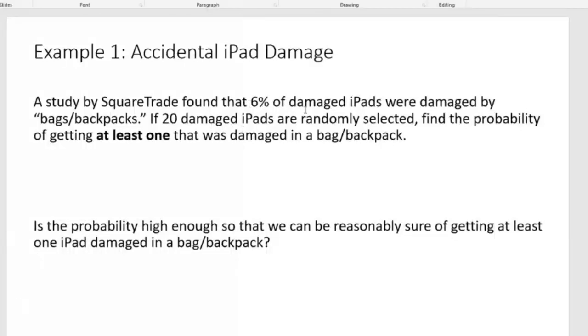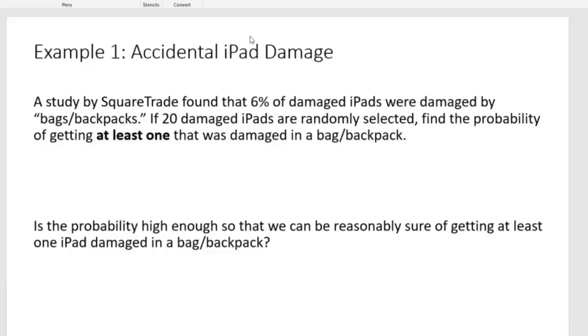Square of Trade found that 6% of damaged iPads were damaged in bags or backpacks. If 20 damaged iPads are randomly selected, what's the probability of getting at least one that's damaged in a bag or a backpack? One damaged in the backpack is the event. So the complement of that would be none of them were damaged. Well, what is the chance that it's not damaged in that backpack then? 94% chance. Because if 6% of them are damaged, then 94% of them are not damaged in that way.